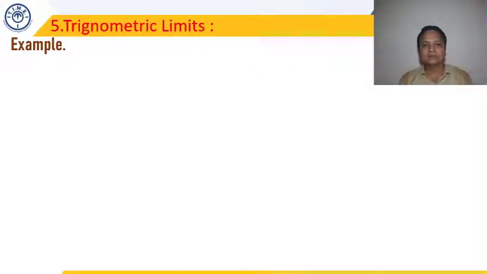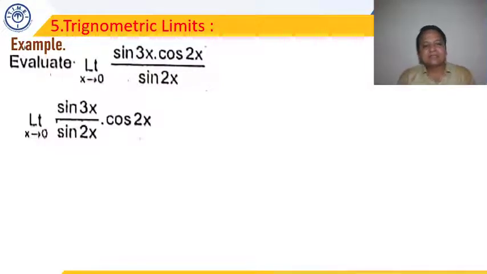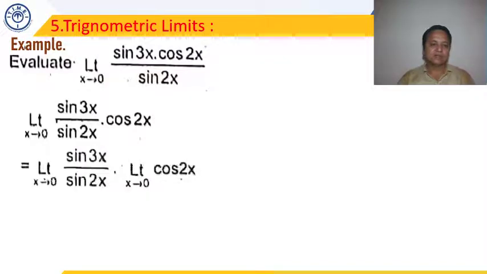Let's take an example. It says you have to evaluate limit x tends to 0, sin 3x cos 2x upon sin 2x. So we write this limit as sin 3x upon sin 2x into cos 2x. Now it's a product of two different functions. So we can calculate their limits separately and get the values and multiply them back to get our answer. Can we say it's limit sin 3x upon sin 2x and limit cos 2x, in both the cases x tends to 0.